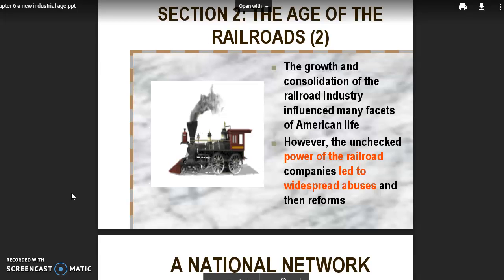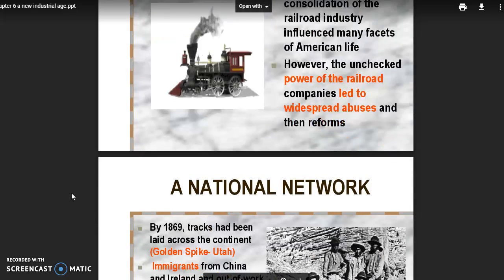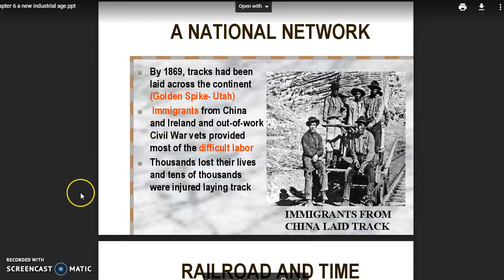Number 7 is asking, what role did immigrants play in the railroad? A national network. By 1869, tracks had been laid across the continent, and the Golden Spike is in Utah. And in red here, immigrants from China and Ireland and out-of-work Civil War vets provided most of the difficult labor. So number 7, you can write down immigrants provided the difficult labor in order to lay the railroad tracks.